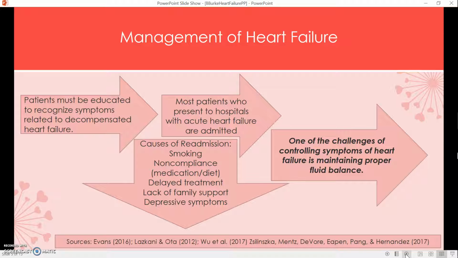Some of the causes of readmission are smoking, non-compliance with medication or diet, delay in treatment, lack of family support, and depressive symptoms. One of the challenges of controlling symptoms of heart failure is maintaining proper fluid balance.